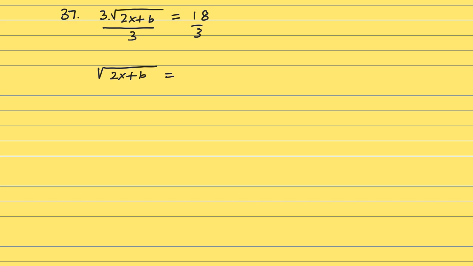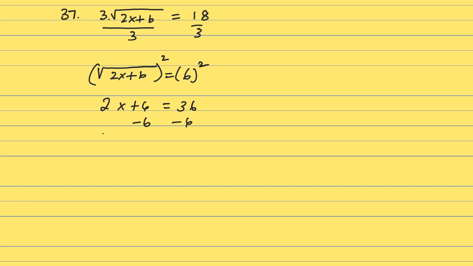All right, the next one, 37. We have 3 times the square root, and we have 2x plus 6 is equal to 18. And once again, we're solving for x, and we notice we're multiplying here, so we have to divide by 3. So you have the square root of 2x plus 6 is equal to 18 divided by 3 is 6. Go ahead and square the left side and square the right side. So remember, when you square a square root, you get 2x plus 6 is equal to 36. 6 times 6 is 36.